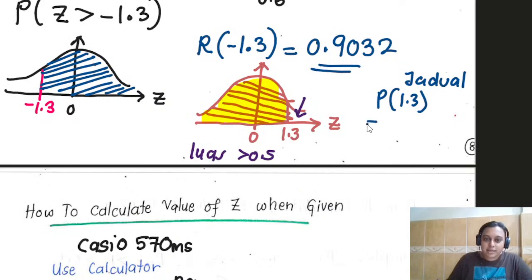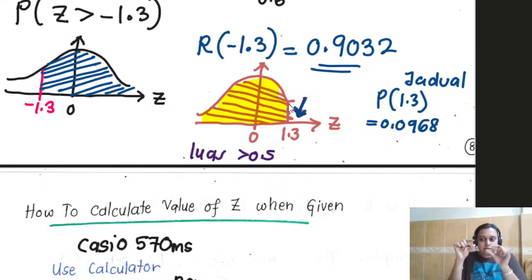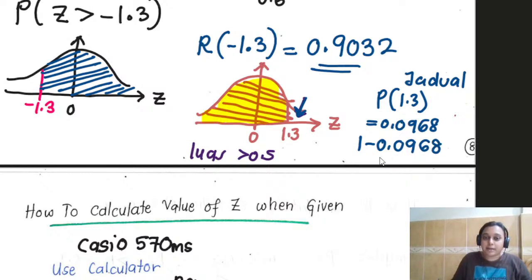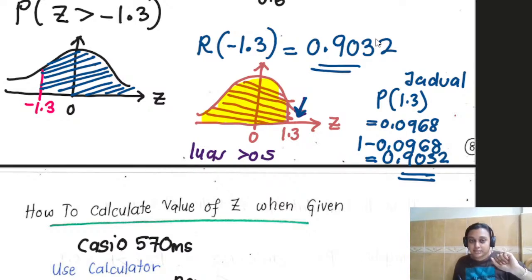Okay, so I get 0.0968, but that is not the answer. That is not the answer because 0.0968 is showing this part, the not shaded part, the small not shaded part. The bigger shading part to find, you take 1 tolak 0.0968. It was minus. So 1 minus 0.0968, so you get 0.9032. See, dapat juga the same jawapan as the calculator. The only difference is you must do some extra working for a question like this.